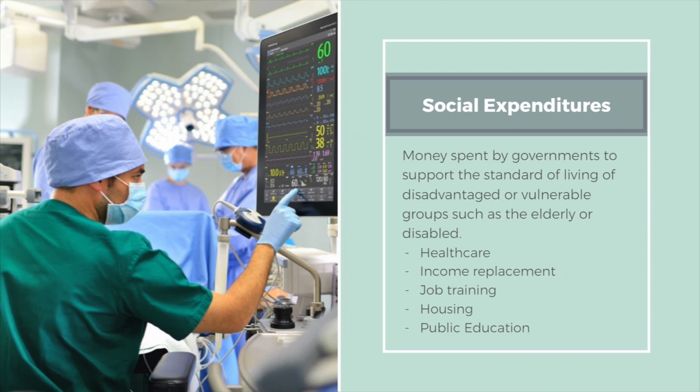Earlier, we talked about public goods. States also often provide something that we call social expenditures, public benefits, or welfare. These include things like unemployment assistance, job training, and even housing. Most often, these kinds of benefits go to the poor, unemployed, elderly, disabled, and other vulnerable groups in society. Social expenditure is any money spent by a government to support the standard of living of disadvantaged or vulnerable groups, such as the elderly or the disabled.